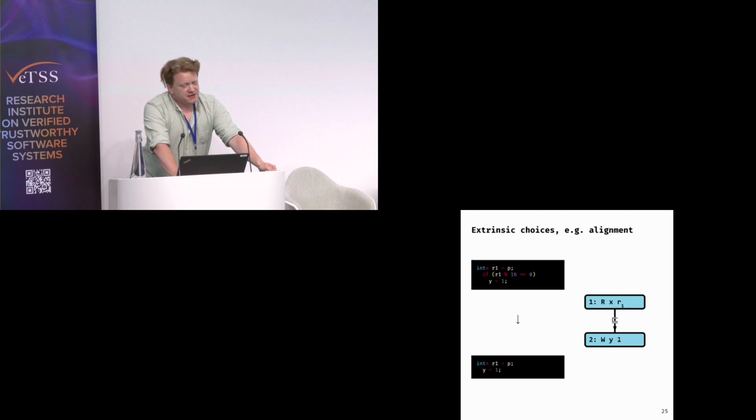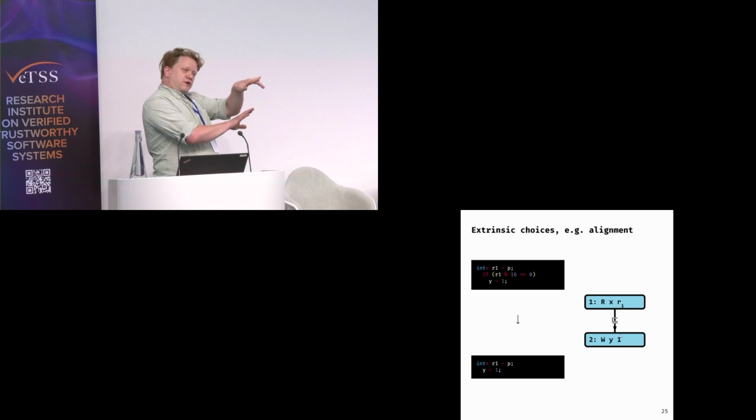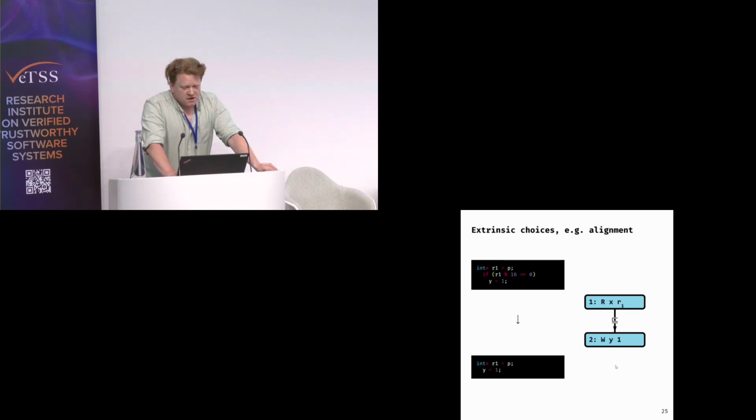And then there's no dependency in the optimized code between the load and the store. And it would be perfectly acceptable to reorder the write of Y above the load of P. So like this, information entirely outside of the language specification affects the behavior of the program. We're calling this extrinsic choices. So these are things like alignment, constraints the compiler imposes on your code.